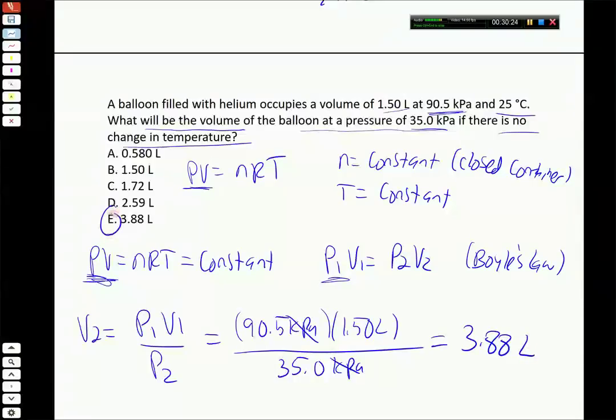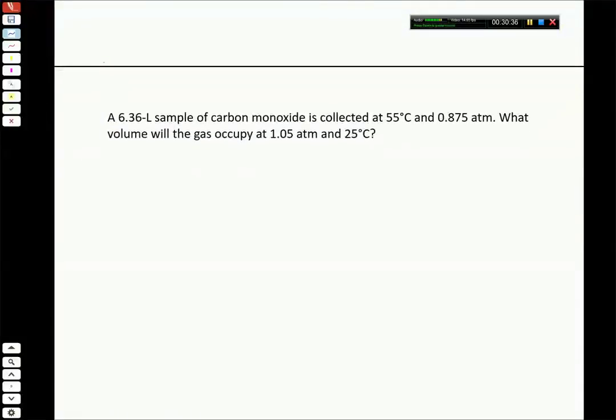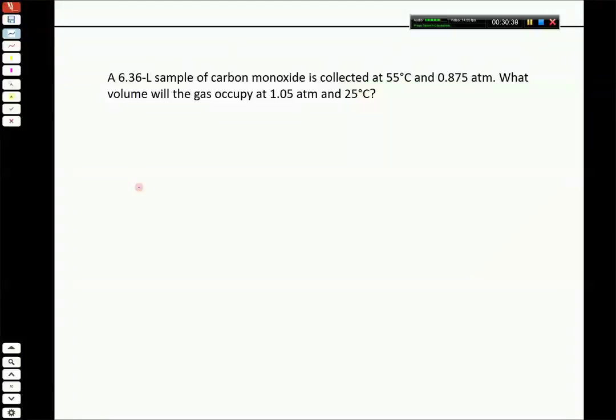Alright, so for some reason we did particularly poor on that one, but that was just straightforward application of, in this case, Boyle's Law, which we can derive from the ideal gas equation. The next one that's similar to this is a little bit more complicated because we're changing a couple parameters.